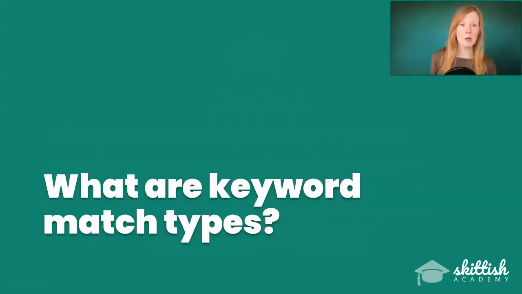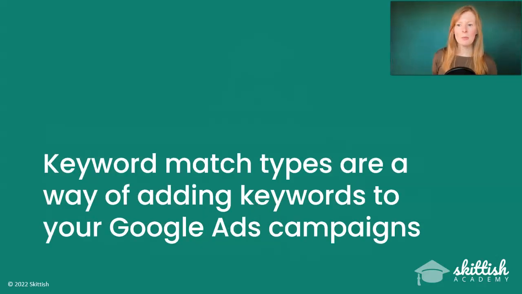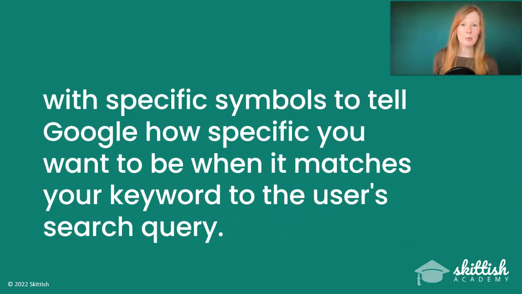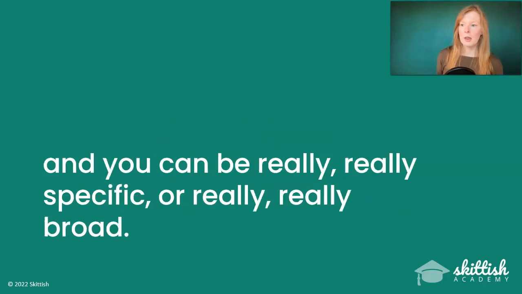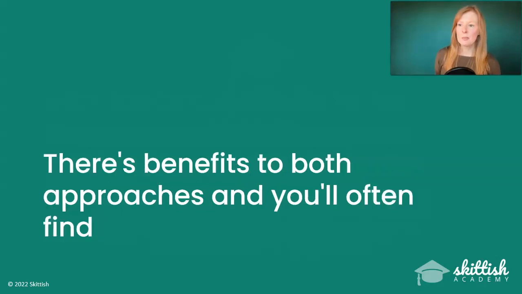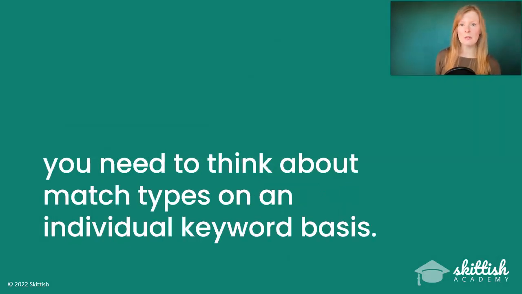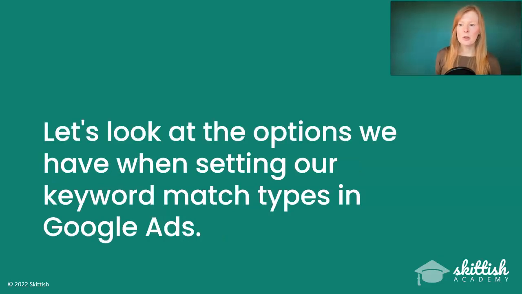So what are keyword match types? Keyword match types are a way of adding keywords to your Google Ads campaigns with specific symbols to tell Google how specific you want to be when it matches your keyword to the user's search query. Keyword match types ultimately control which searches your ads will show up for. And you can be really specific or really broad. There are benefits to both approaches, and you'll often find you need to think about match types on an individual keyword basis. Let's look at the options we have when setting our keyword match types in Google Ads.